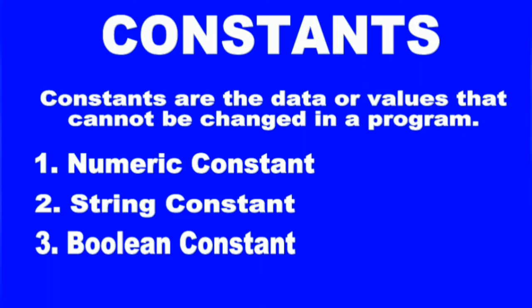For example, in a statement x equal to 100, 100 is a constant, and a constant cannot appear on the left side of the equal to sign. All the numeric values are constants, and any character, a word, or a sentence enclosed in quotation marks is also a constant. This is called a string constant. The values true or false are also constants. These are called Boolean constants.